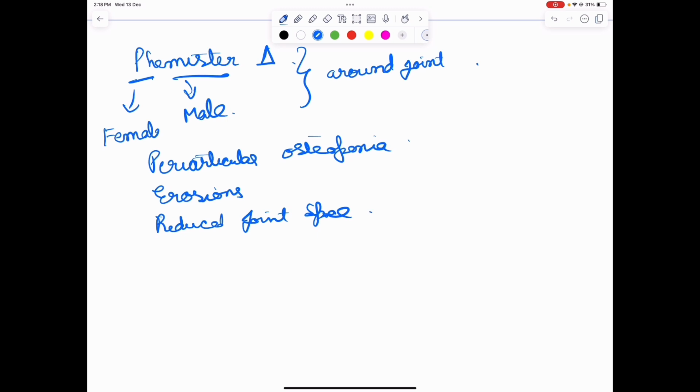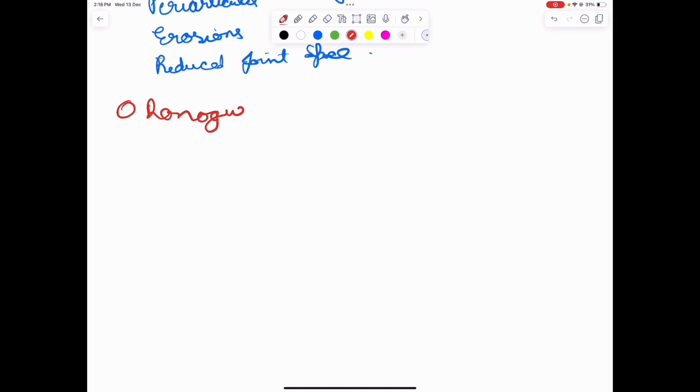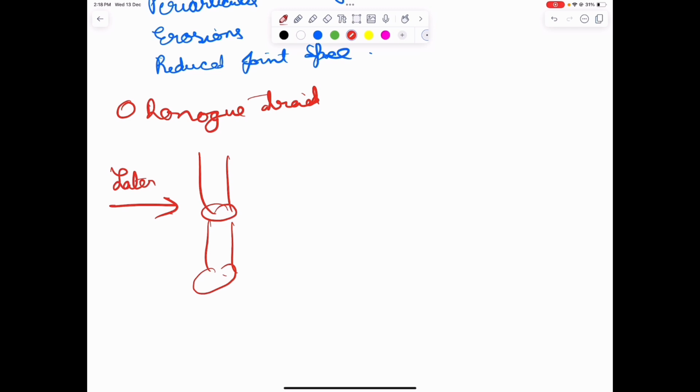Now O'Donoghue's triad is happening largely in football. What happens in O'Donoghue's triad? Remember, suppose this is the right leg. Now what happens is that from the lateral side somebody kicks, and when somebody kicks here, the joint that is joining here would get disrupted, and this results in MCL, ACL and medial meniscus injury.